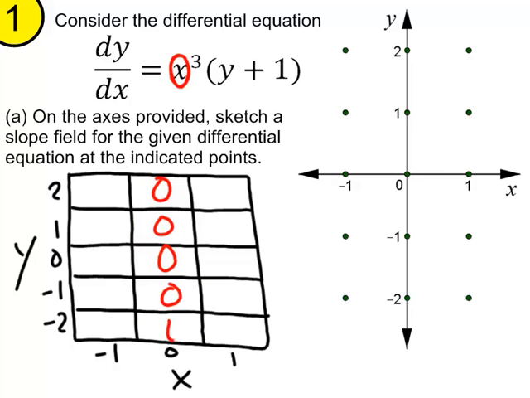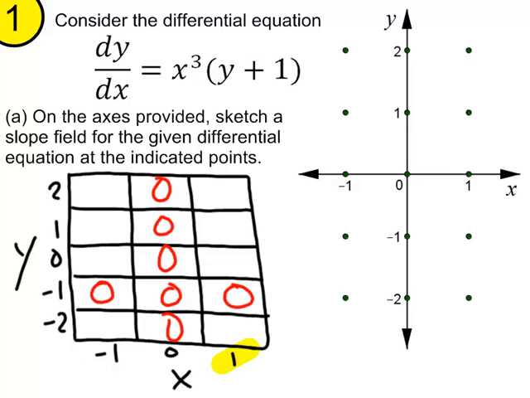equal 0. Similarly, if I look and see what y value is going to make this dy over dx equal 0 every time, well, it looks like any time y is -1, it doesn't matter what x is, the dy over dx will be 0. So we know that we're going to get slopes of 0 in this row as well. So let's start filling in the remaining non-zero values.